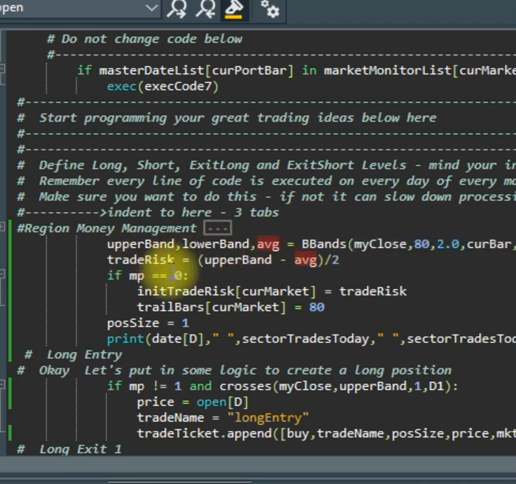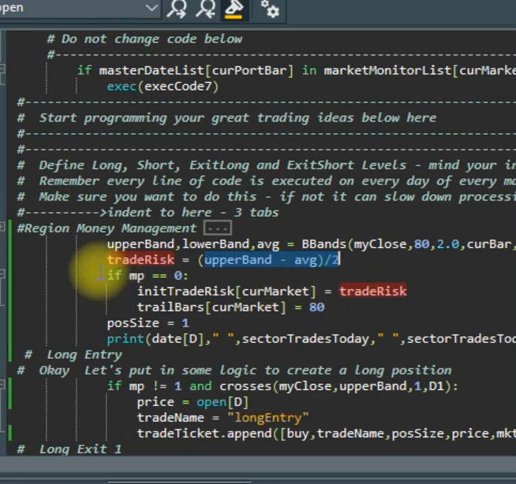My trade risk is going to be equal to the upper band minus the average divided by 2. Now you might ask, why did I use upper band instead of using lower band? Well, it doesn't matter. They're the same. They're equidistant from the moving average. So my trade risk is the upper band minus the average divided by 2.